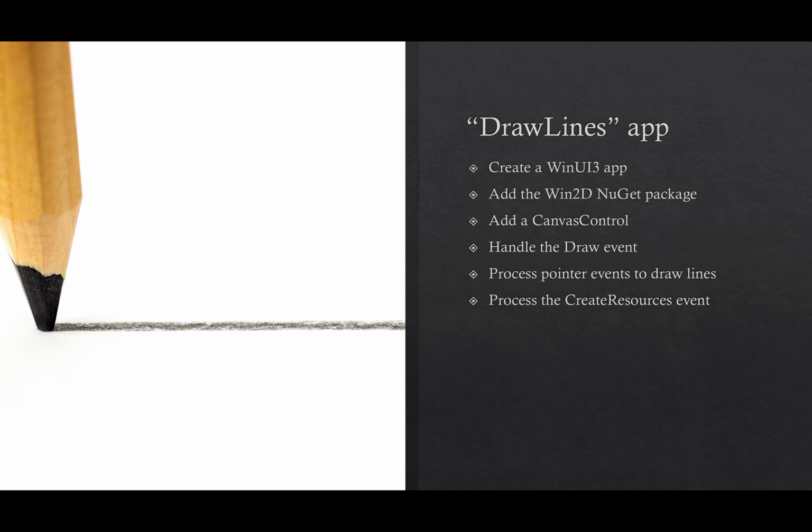We added event handlers for the pointer pressed, pointer moved, and pointer released events to update our state by changing coordinates and adding lines to our list, and then in each case we invalidate the canvas to prompt our draw method to be called again to redraw the whole scene. And then finally, I showed the create resources event, which is a place where you would do any creation of canvas objects that depend on hardware resources.